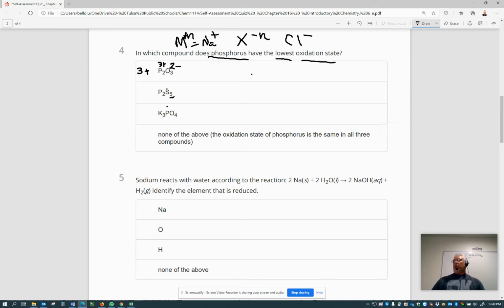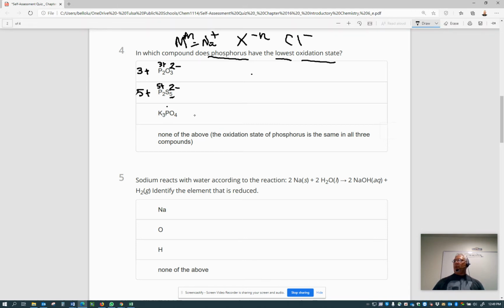On the next one, we can do the same thing. The 5 represents the oxidation number. We cross the subscripts: the subscript of the sulfur goes up as the oxidation number of phosphorus, and the subscript for phosphorus goes to the sulfide, which is 2 negative. So the oxidation number here of phosphorus will be 5 positive.